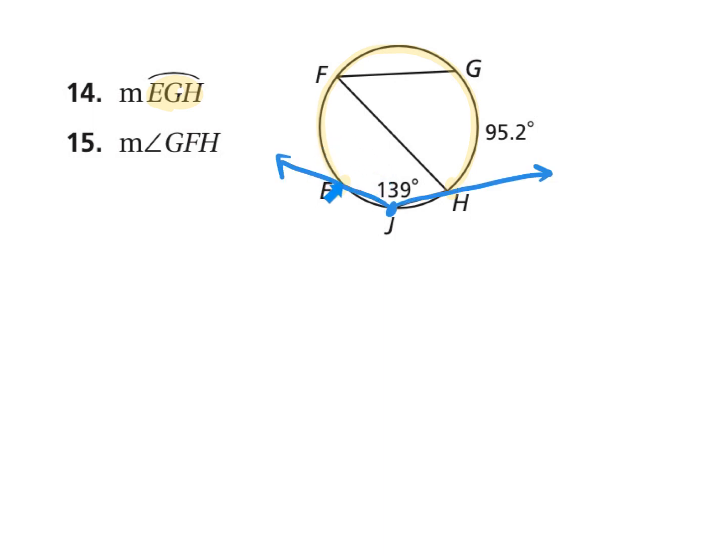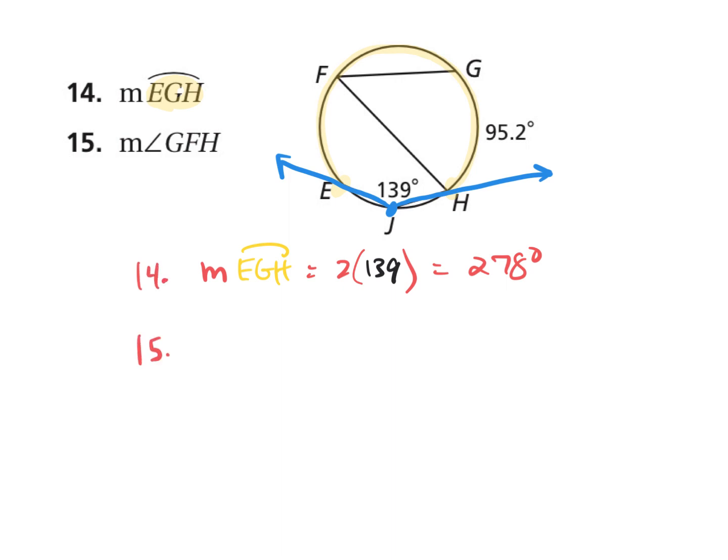Well, that yellow arc is intercepted by this blue angle, this inscribed angle. And we know that the arc intercepted by an inscribed angle will be twice as big. Therefore, the measure of arc EGH is twice as big as the inscribed angle that intercepts it, which gives us 278 degrees. That's number 14.